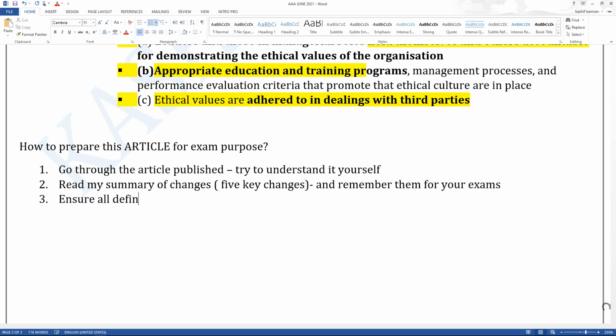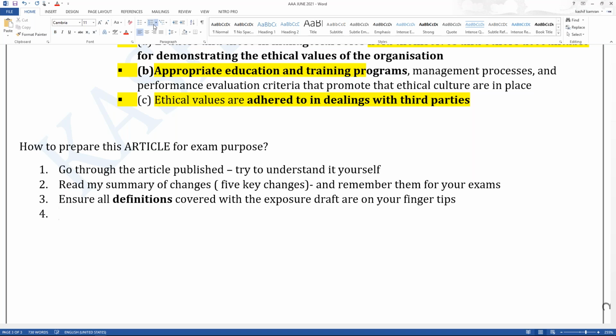Ensure all definitions covered within the exposure draft are on your fingertips. That's very important. So all definitions will be very, very important, because I mentioned that yesterday. Whenever a new article is published, the examiner tests it for knowledge. So the examiner can ask you the definition. So ensure all definitions covered within exposure drafts are on your fingertips.